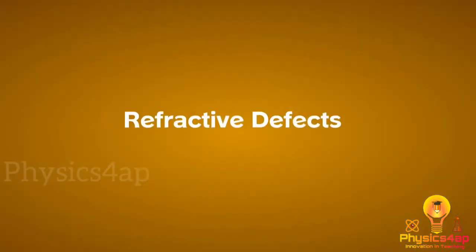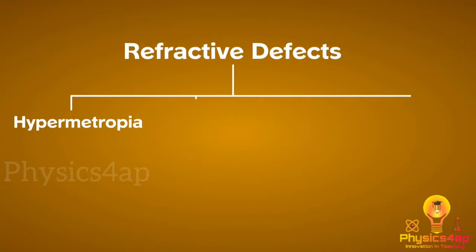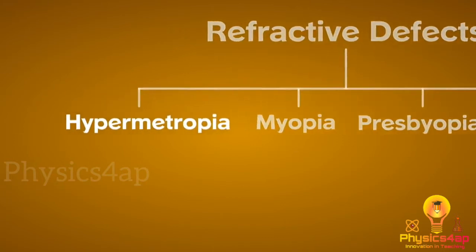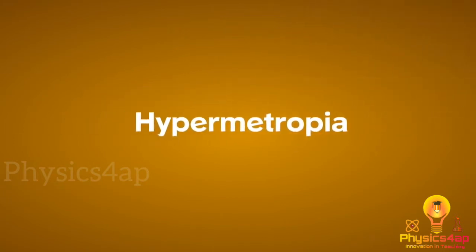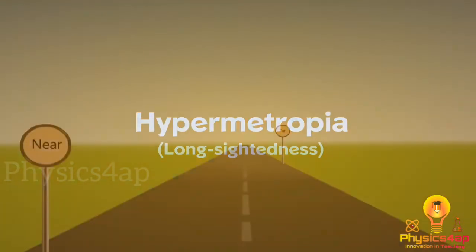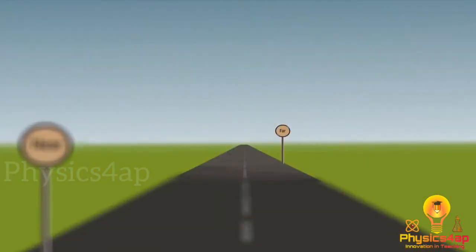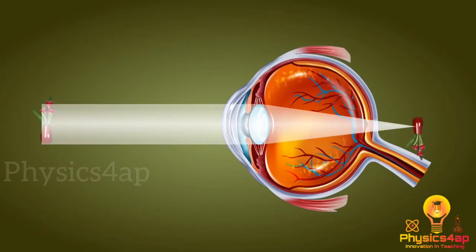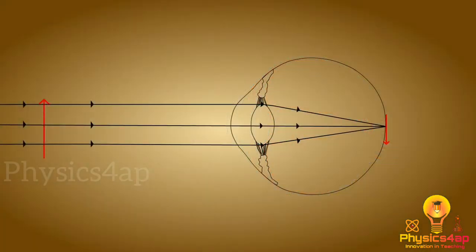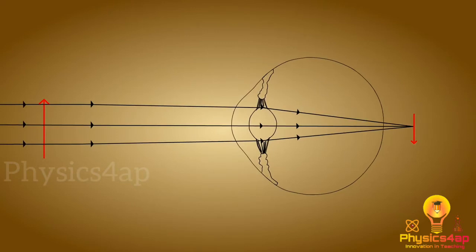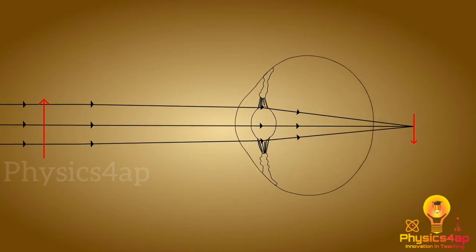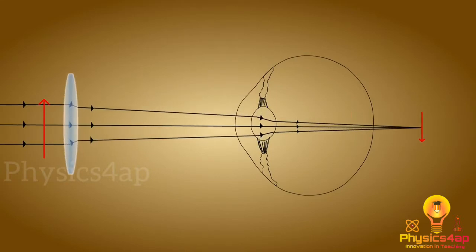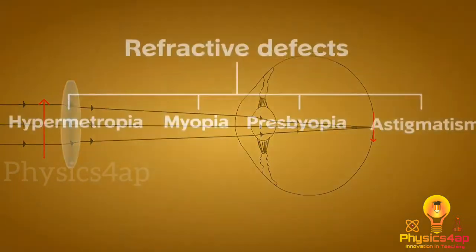When we have a defect of the eye, we see blurred objects. We call these refractive defects, which are hypermetropia, myopia, presbyopia and astigmatism. Let's discuss hypermetropia, which is also called long-sightedness. The person can see far objects but cannot see near objects, because the image is focused beyond the retina, so the eyeball becomes short. To correct the defect, we use a biconvex lens.